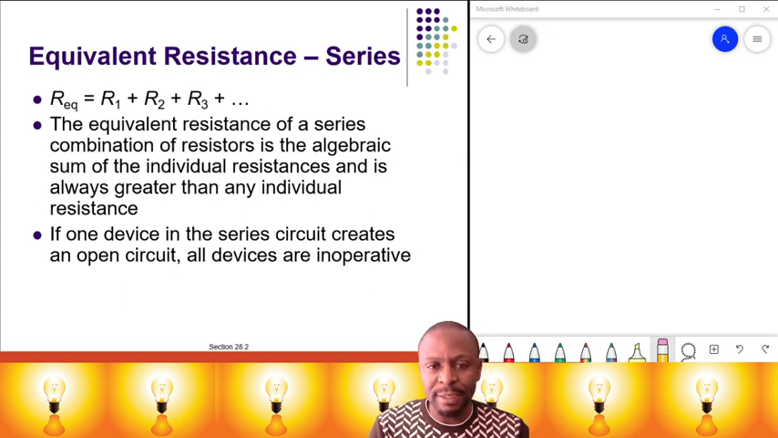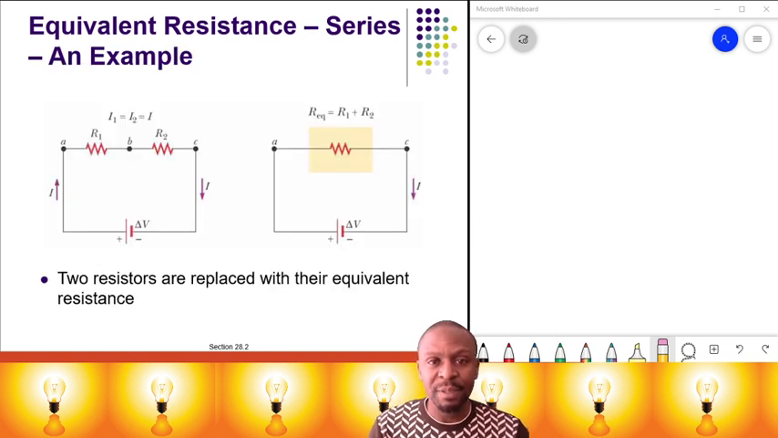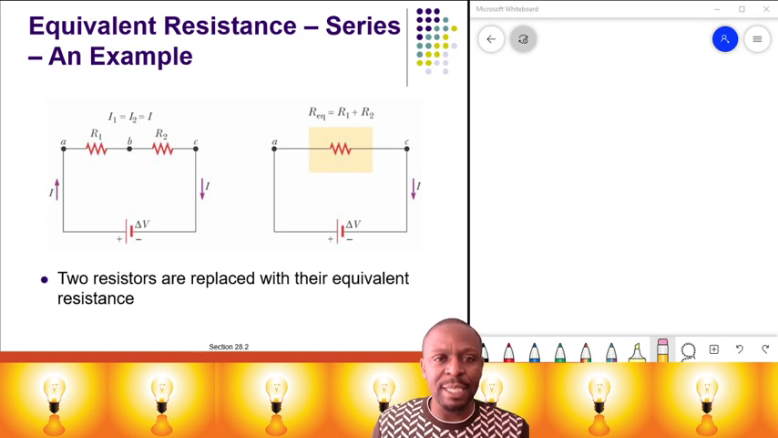If one device in a series circuit creates an open circuit, none of the devices are in operation, because it is just going to be an open circuit. For example, in the previous circuit, if you make one resistor an open circuit, you just cut it, and then the whole circuit is not going to be in operation, right? So now the two resistances can be replaced by one equivalent resistor, and the effect of this circuit is just the same as the effect of this other circuit on your right hand side, right?